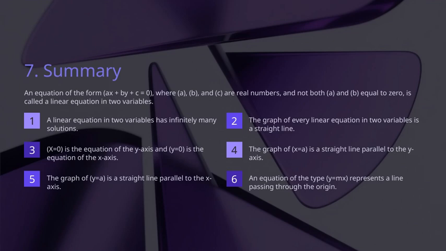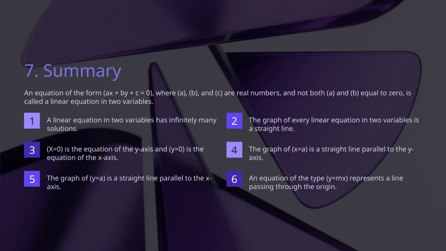When we graph equations like y equals a, where a is a constant, we get a straight line parallel to the x-axis. Similarly, the graph of x equals a is a straight line parallel to the y-axis. These horizontal and vertical lines are fundamental in understanding the geometry of linear equations.